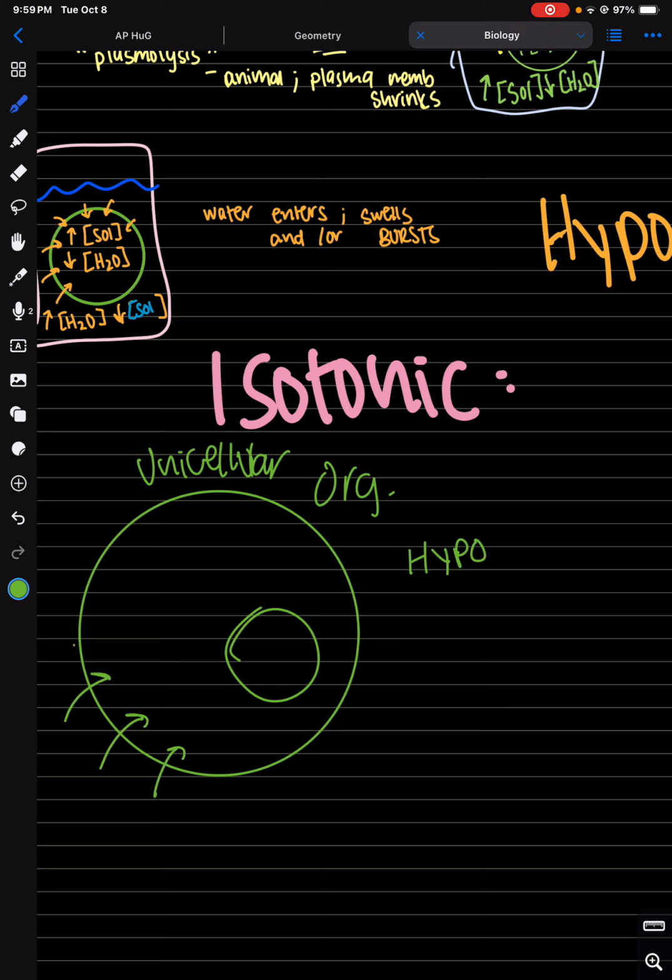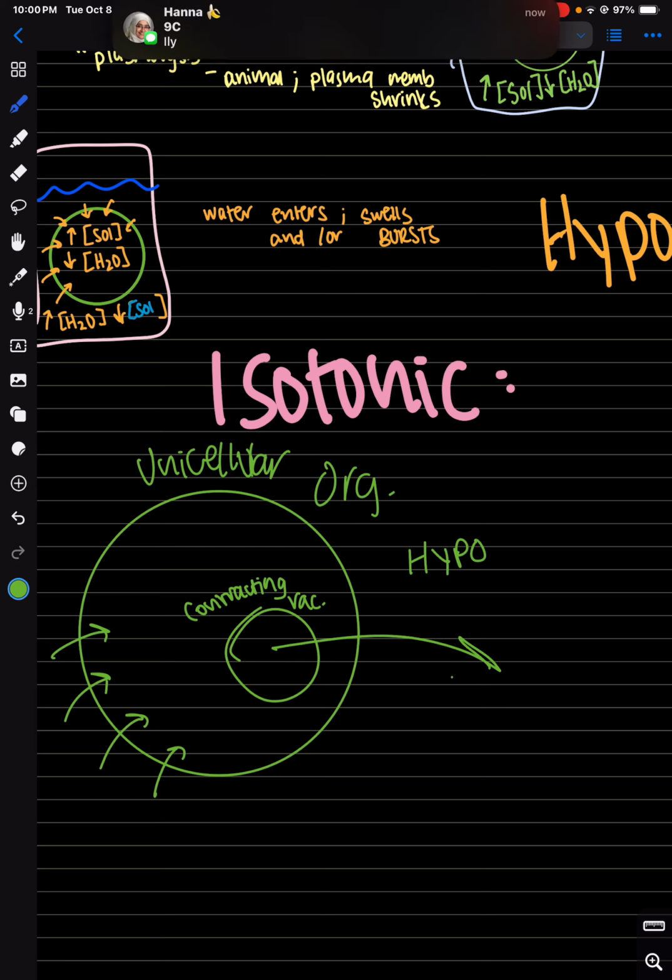These cells cannot afford, and literally write this down, this cell cannot afford to have water enter. Unicellular organisms can't just let so much water enter. They need to control it in a way. And the way that it's going to control it is with what's called a contracting vacuole. It's going to spend energy pumping water out of here to try to keep it the same. Anyways, that's it.